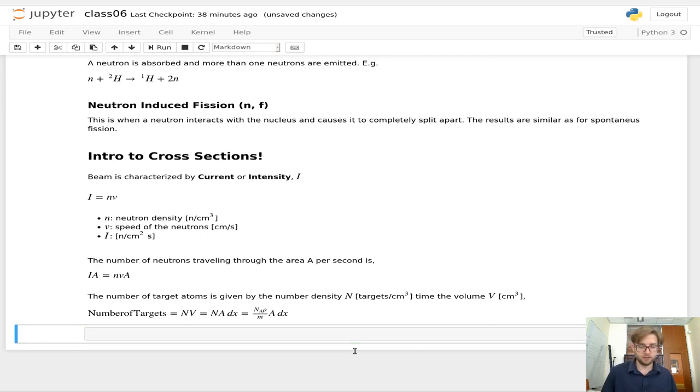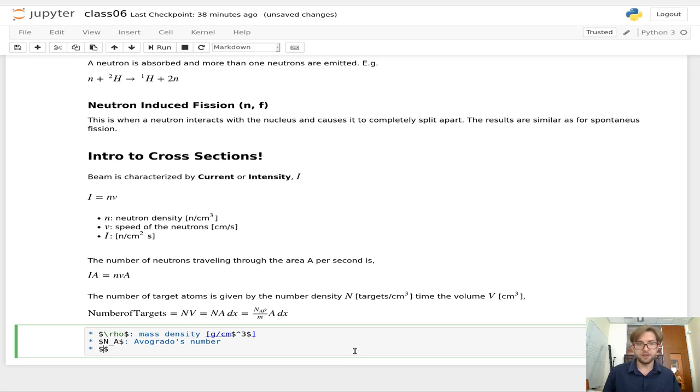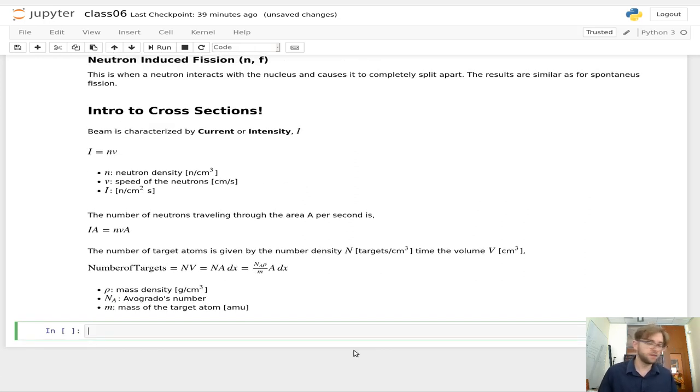times the thickness. So let me just get those out here, since I defined a couple of new numbers. So this is the mass density, which is in grams per centimeter cubed, times N sub A, which is Avogadro's number, and then little m here is the mass of the target atom. Or no, it's actually target atom, because we are dealing with electrons, and so that's in a real material.